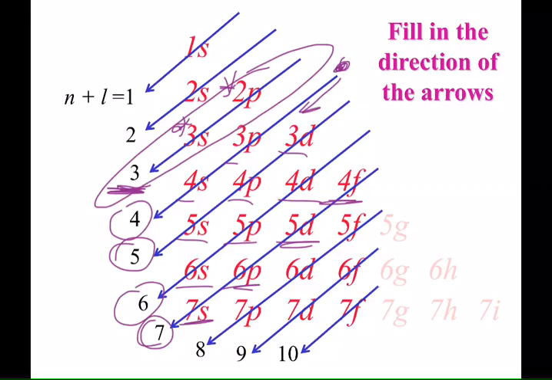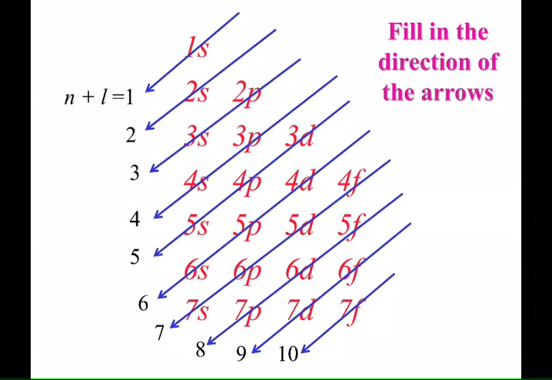Then we have n plus L values of 8 for 5f, 6d, 6p, n plus L values of 9. Okay, n plus L value of 10. Wow, that's crazy. So when we load electrons, we're actually always going to start at the top of the arrow, go ahead and fill the subshells as we go, okay, and then we're going to go to the next arrow, okay? So that's the deal. Let's look at an example.